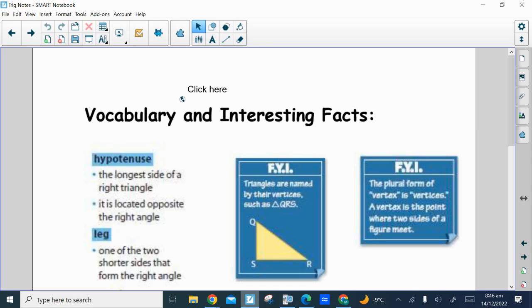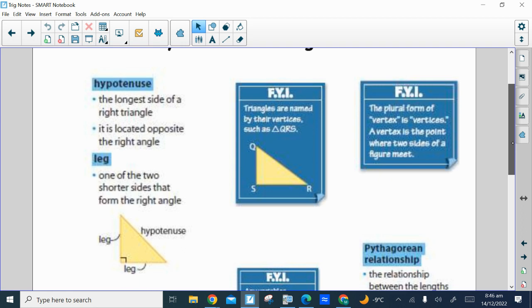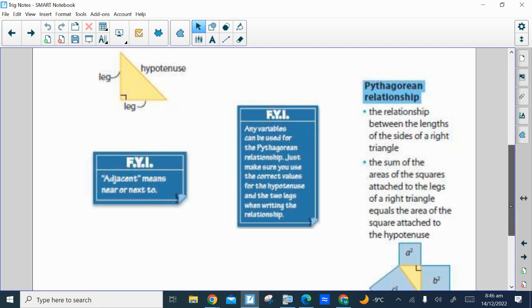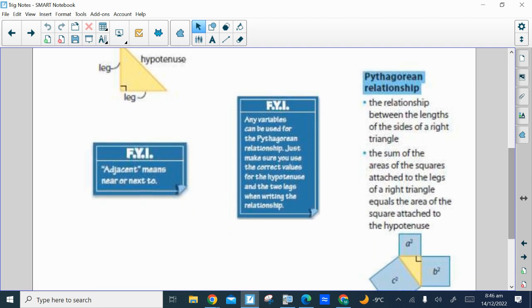Okay, so again, the hypotenuse is the longest side of the right triangle. The legs are the two shorter sides that form the right triangle. And the Pythagorean relationship is a relationship between the lengths of the sides of a right triangle. The sum of the areas of the squares attached to the legs of a right triangle equals the area of the square attached to the hypotenuse.